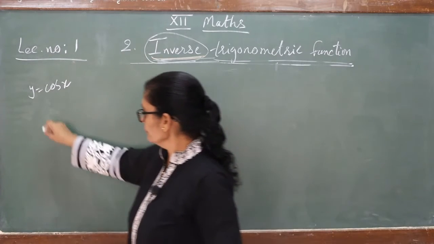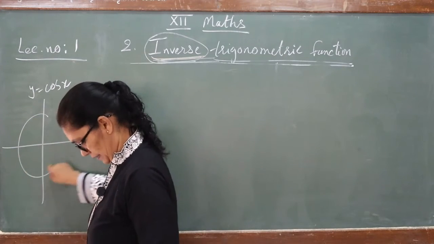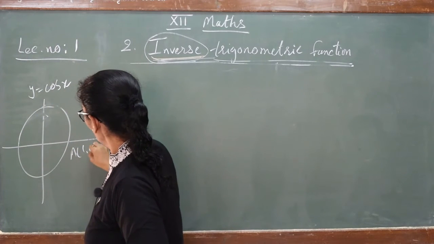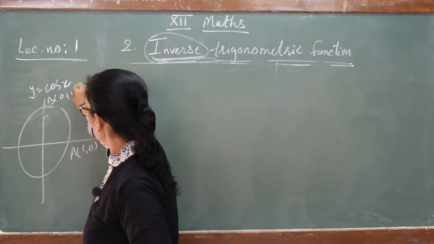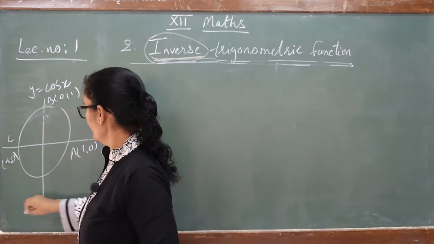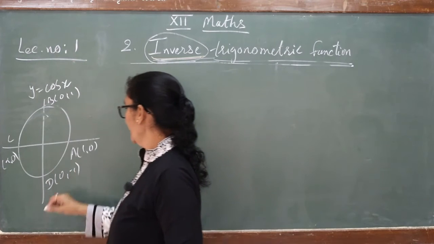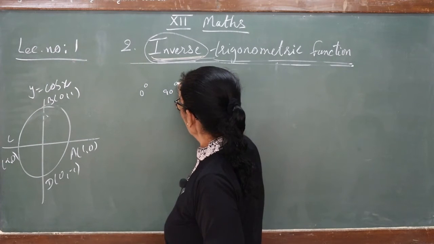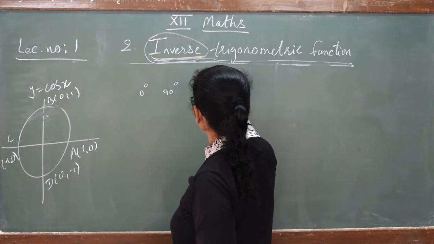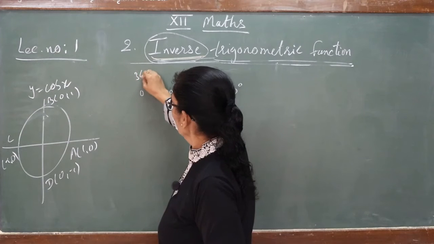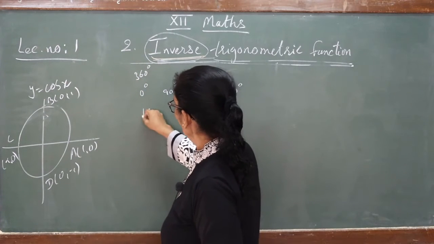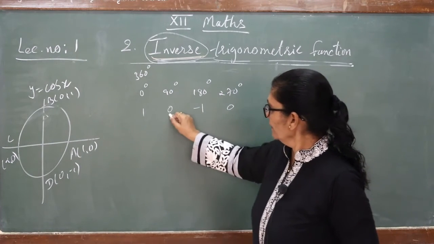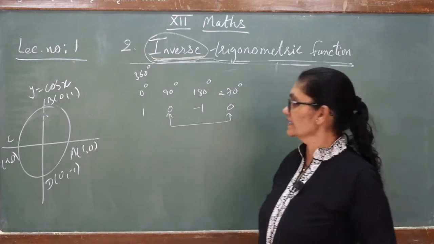Okay, now for cos also the same concept we will apply. This is your A 1, 0, B 0, 1, C minus 1, 0 and D 0, minus 1. So 0 degree, 90 degree, 180 degree and 270 degree and 360 again same. Now cos means first term 1, 0, then minus 1 and 0. Now you check, again we are getting the same answer for two different terms.